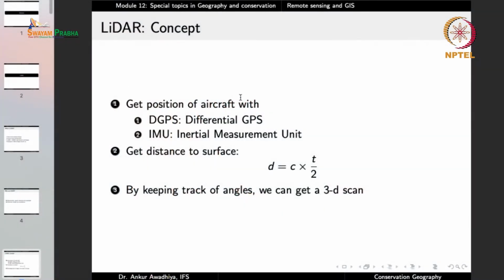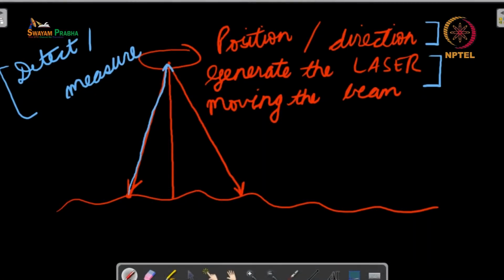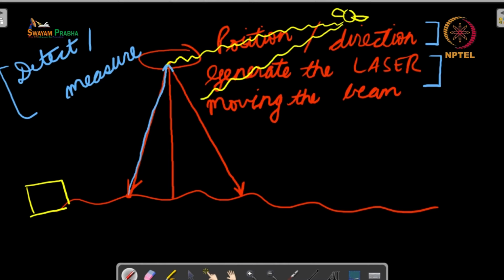So we get the position of the aircraft with DGPS and IMU. DGPS stands for Differential GPS. Now differential because if you have the aircraft here, we will typically also have another station here on the ground, and the GPS is based on the data that are coming from the satellite. The aircraft gets its position from the signals coming from the satellite, and at the same time the ground station also gets its position from the signals coming from the satellite.